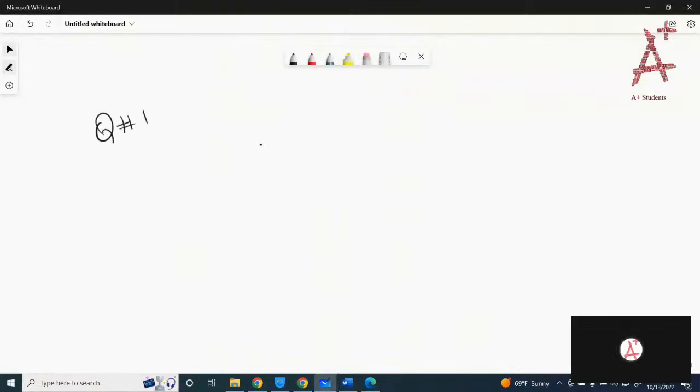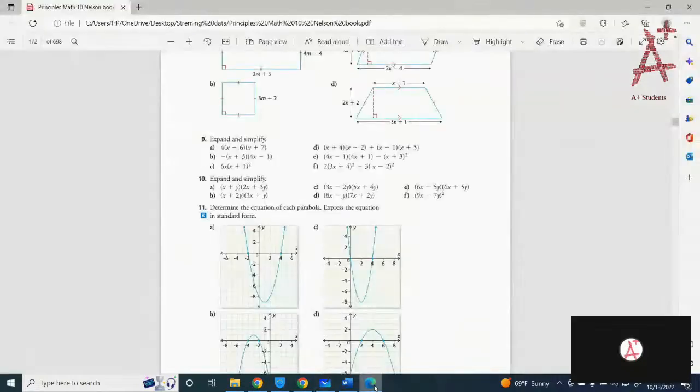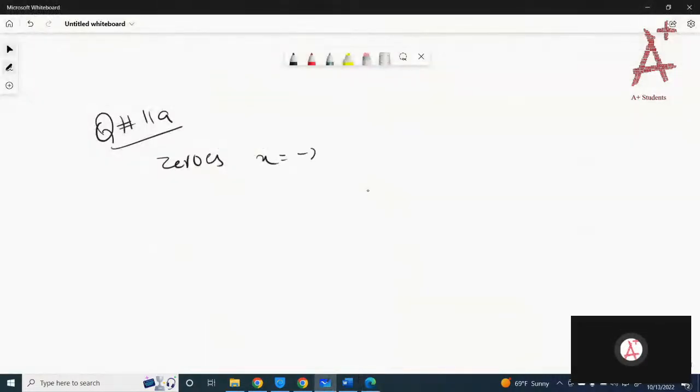Question number 11a. So the zeros of the graph are x equals -2 and x equals 4. So the zeros are x equals -2 and x equals 4. Got it?